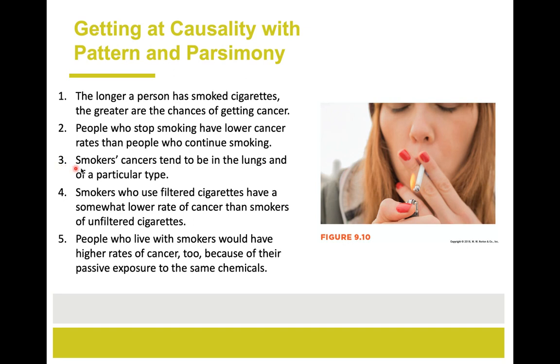Study number 3 finds that if you're a smoker, you tend to have a particular type of cancer in your lungs. Right? You don't get prostate cancer from smoking. You don't get brain cancer from smoking. You get lung cancer from smoking. And everyone's getting the same type of cancer who smokes. Study number 4 finds that people that smoked filtered cigarettes have a slightly lower rate of cancer than people who smoke unfiltered cigarettes. And study number 5 finds that people who don't smoke but live with smokers have higher rates of cancer too.